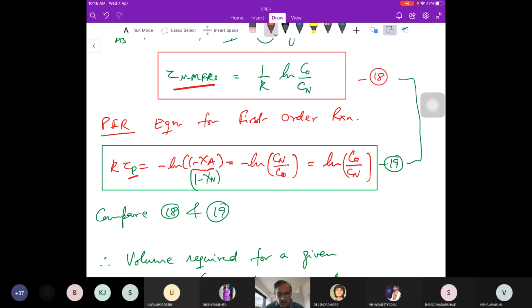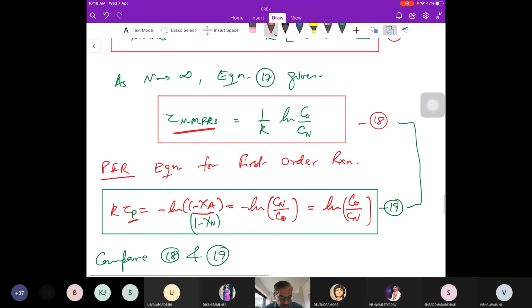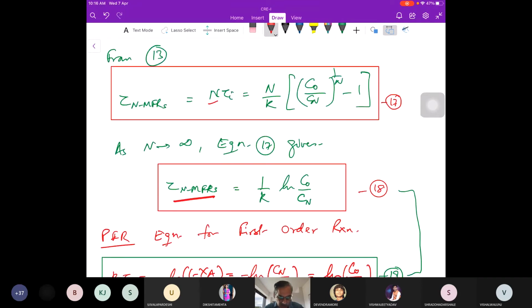Sir, this is only for first order, right? No, it will be for all reactors, but see, the derivation becomes more and more complex as we increase the order of reaction. Like here, going from equation 17 to 18, I am sure there is a complex derivation, I don't know, I did not find it. So as I increase the order of reaction, the equations become more complex. But it doesn't matter what the order of reaction is; first order is easier to handle. That's why it has been shown as an example of what kind of behavior mixed flow reactors in series will have compared to a plug flow reactor.